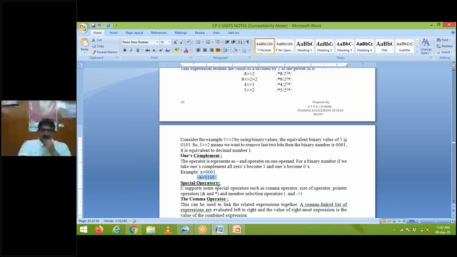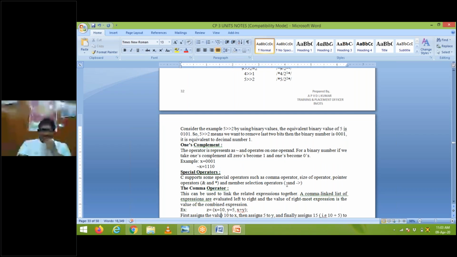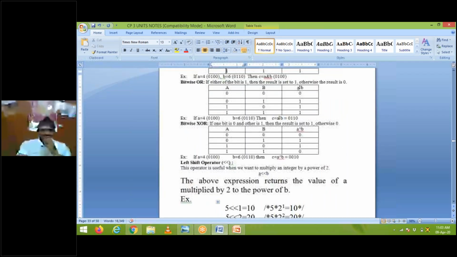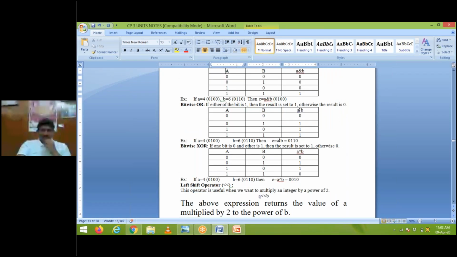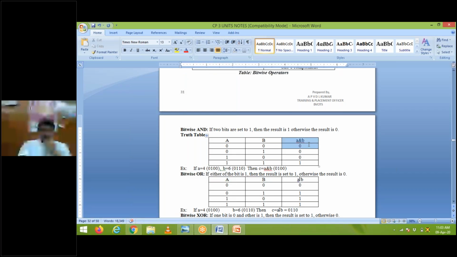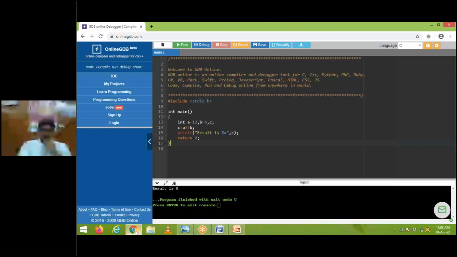That means instead of 0, 1 will be printed; 1 instead of 1 plus 0 will be printed. This is one's complement. And some special operators are there, like comma. We'll discuss it later, but you know the use of the comma operator: to separate two numbers, like int a equal to 10, b equal to 20. Likewise we will specify for bitwise, and we will take one example.